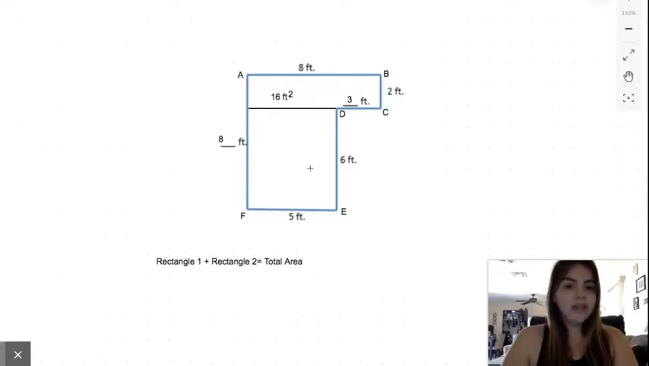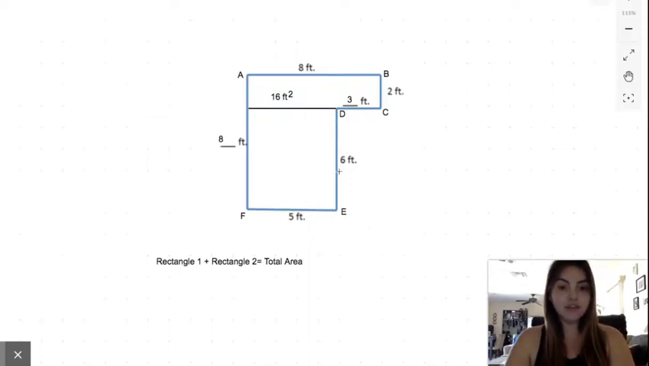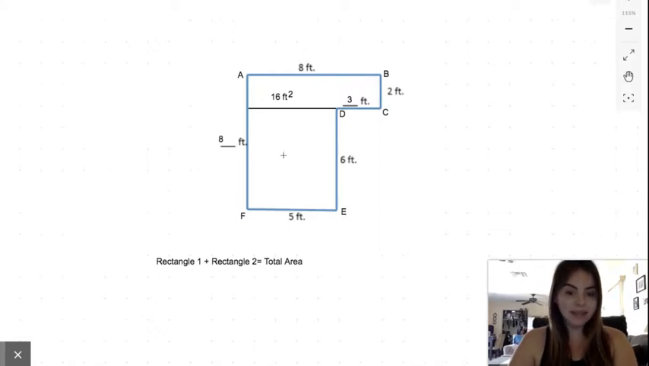So what is the area of rectangle 2? To find the area of rectangle 2, we can't use this side because we've now cut it off. But we can use this side because that's the whole length of this side of the rectangle. And so we have the base here, which is 5, and the height here, which is 6. So 5 times 6 will give you 30.